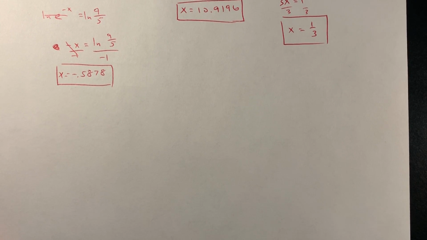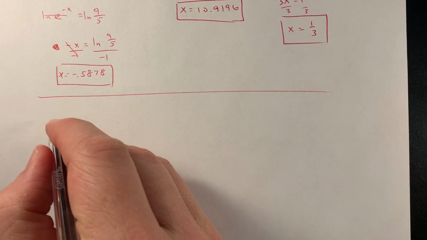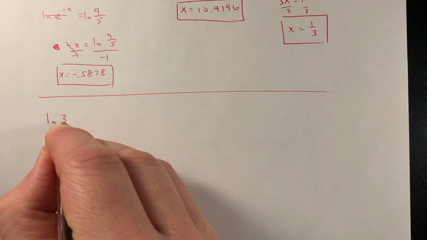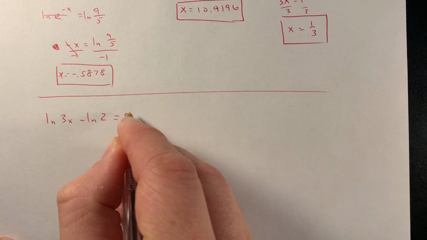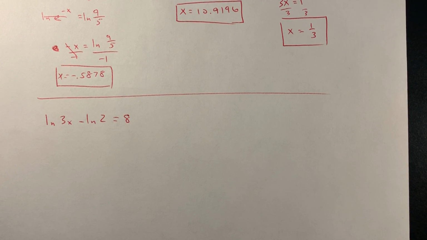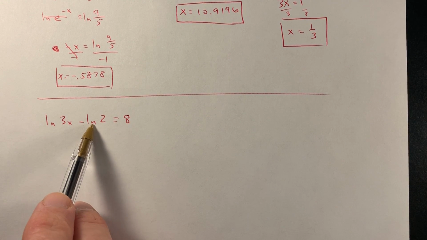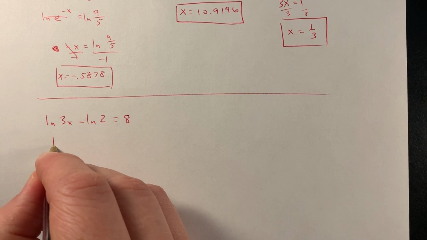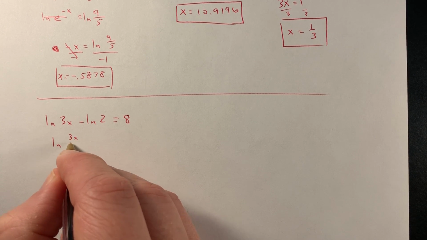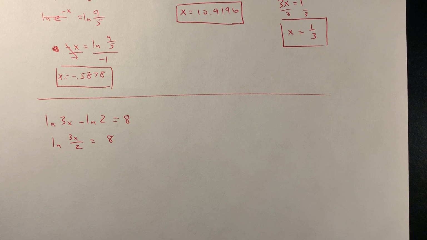Okay, I'm going to write in a couple more equations here. So we'll do natural log 3x minus natural log 2 equals 8. Okay, so this one is going to require us to condense. Okay, so these are logarithms with the same base. They're both log base e, and with a minus between, I can condense into a single logarithm like this. Natural log 3x over 2, I divide the arguments, equals 8.